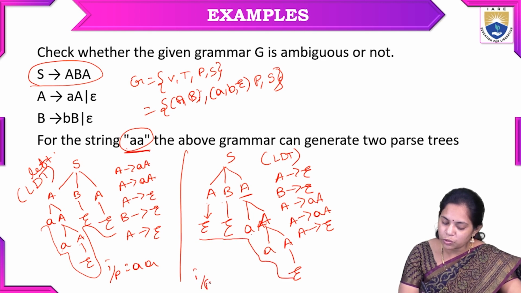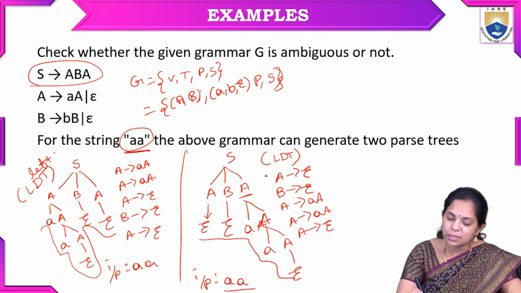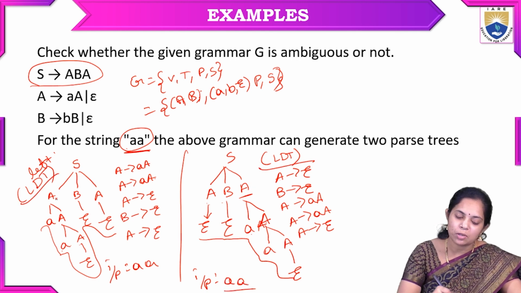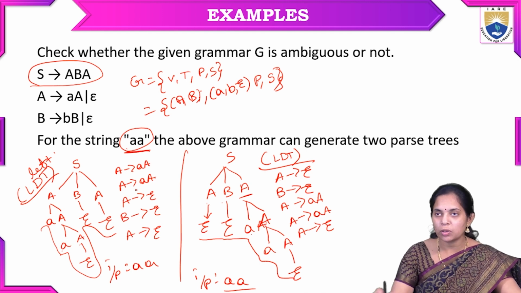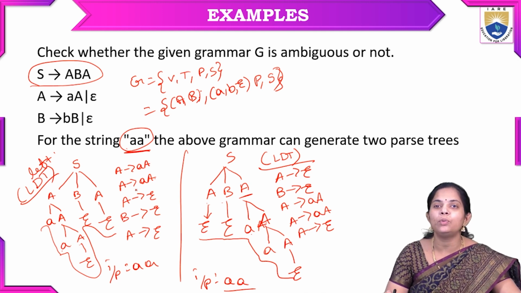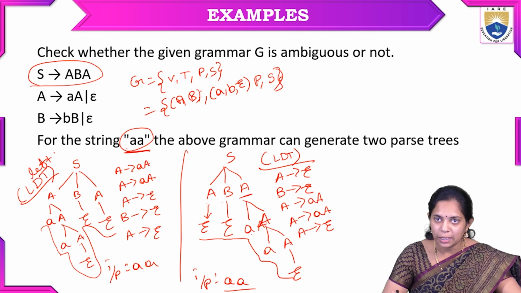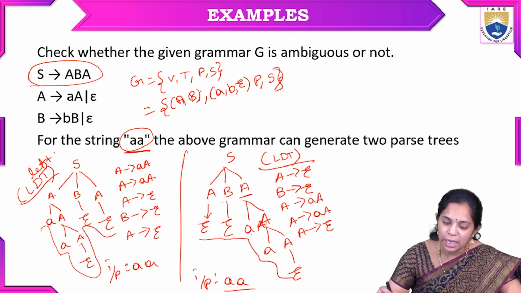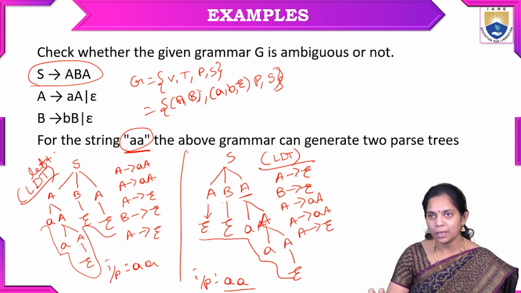So what is the input string? After removing the epsilon symbols, we get AA. So this is also one LDT and this is also one LDT. So for the same context-free grammar, we have two left derivation trees for the input string. So this is about the ambiguity in the context-free grammar.